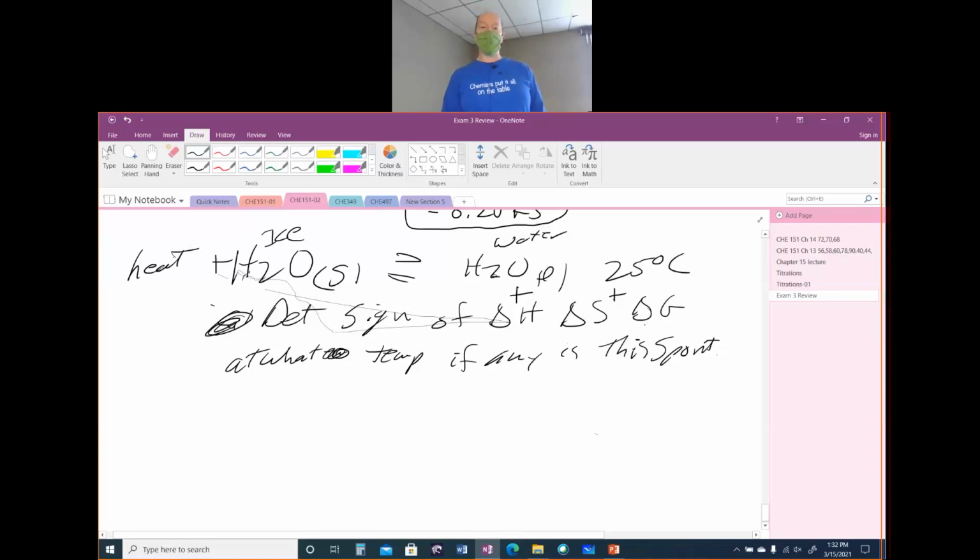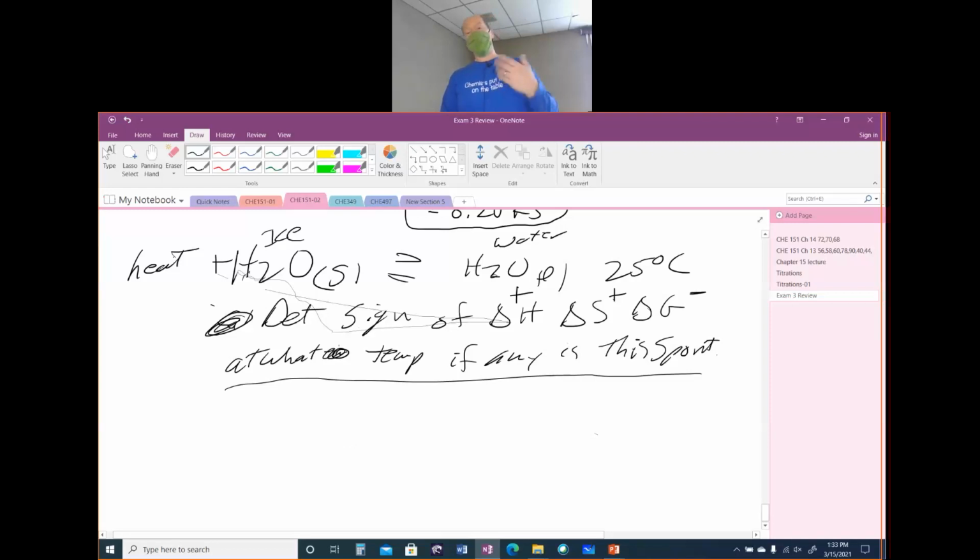Now the delta G. So when we take an ice cube and we put it in a room at 25 degrees Celsius, it will automatically melt. There is nothing else that we have to do to it. We just set it at room temperature and that ice cube will melt. That is a spontaneous process at that temperature. All right, and so here it is, at what temperature, if any, is this spontaneous?